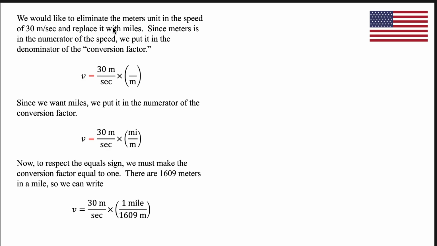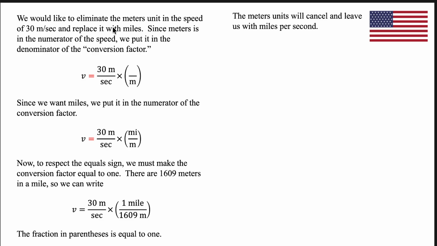So now we write it like this. And that fraction is equal to 1. The numerator, 1 mile, is equal to the denominator, which is also 1 mile, expressed as 1,609 meters. So we're multiplying 30 meters per second by 1. And we can cancel the meter units. And we get, you can multiply it out if you want, it's miles per second, not a common unit of speed, but we're not there yet.